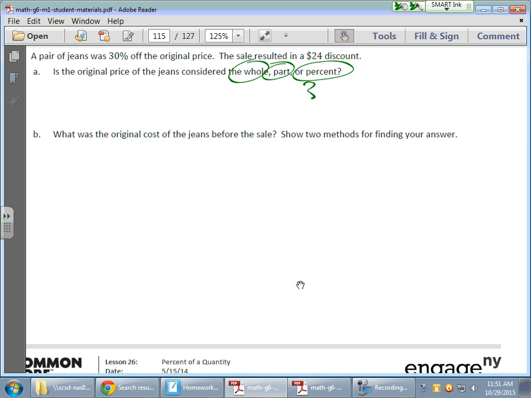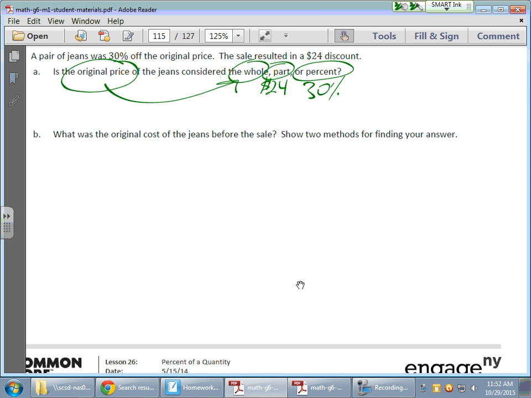Well, the 30% is obviously a percentage. The sale resulted in a $24 discount. Well, the $24 discount would be the part of the price. And what we need to do here is find out the original price. The original price would then be the whole. Okay, so that's our job today. So what is the total cost, the original cost of the jeans before the sale?